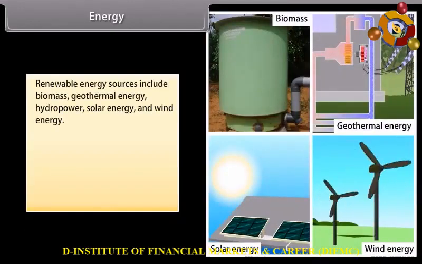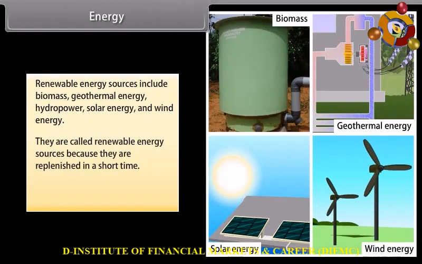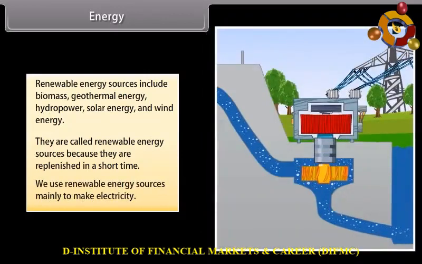Renewable energy sources include biomass, geothermal energy, hydropower, solar energy, and wind energy. They are called renewable energy sources because they are replenished in a short time. We use renewable energy sources mainly to make electricity.